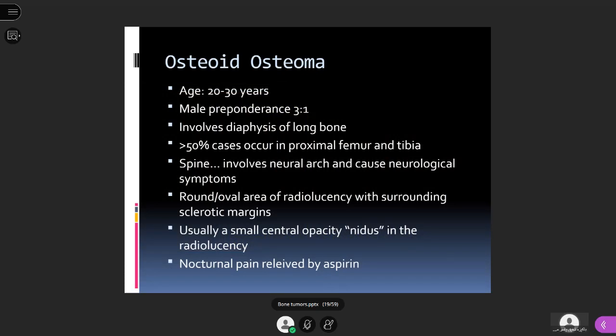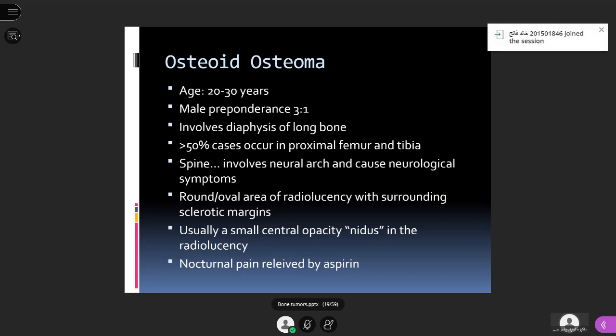Okay, now we'll discuss some individual bone tumors which are important. Okay, so osteoid osteoma. Osteoid osteoma, the age is from 20 to 30 years. There is a male preponderance of 3:1. All the bone tumors are more common in males. Okay, involves the diaphysis of the long bones.